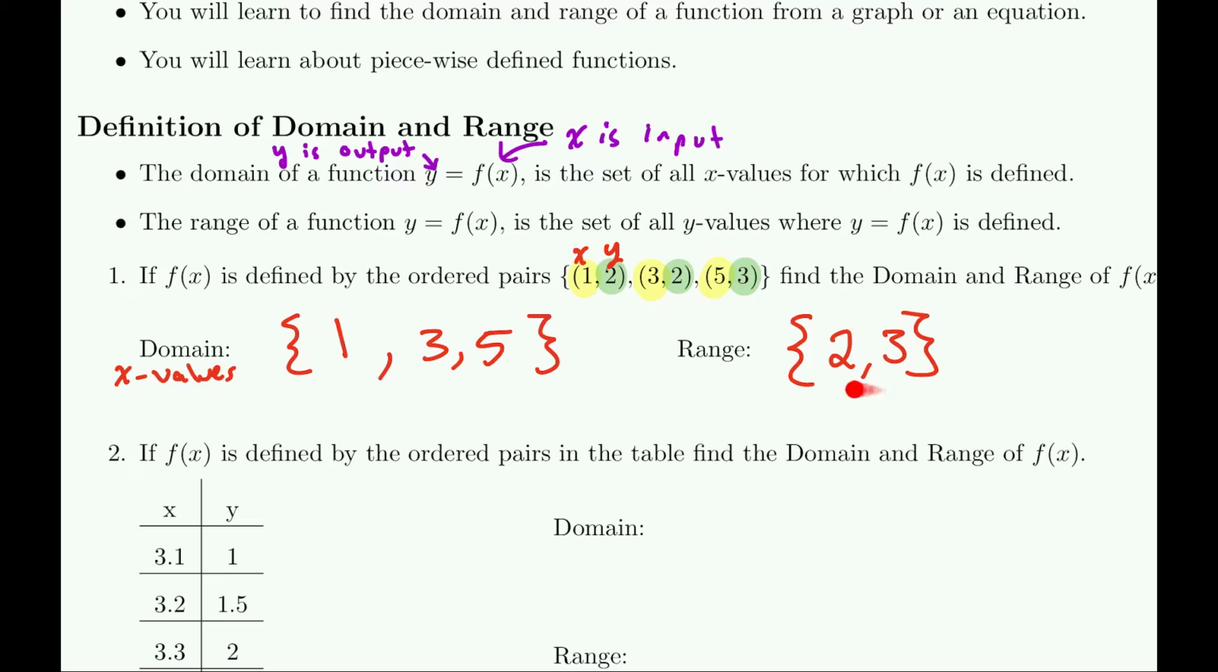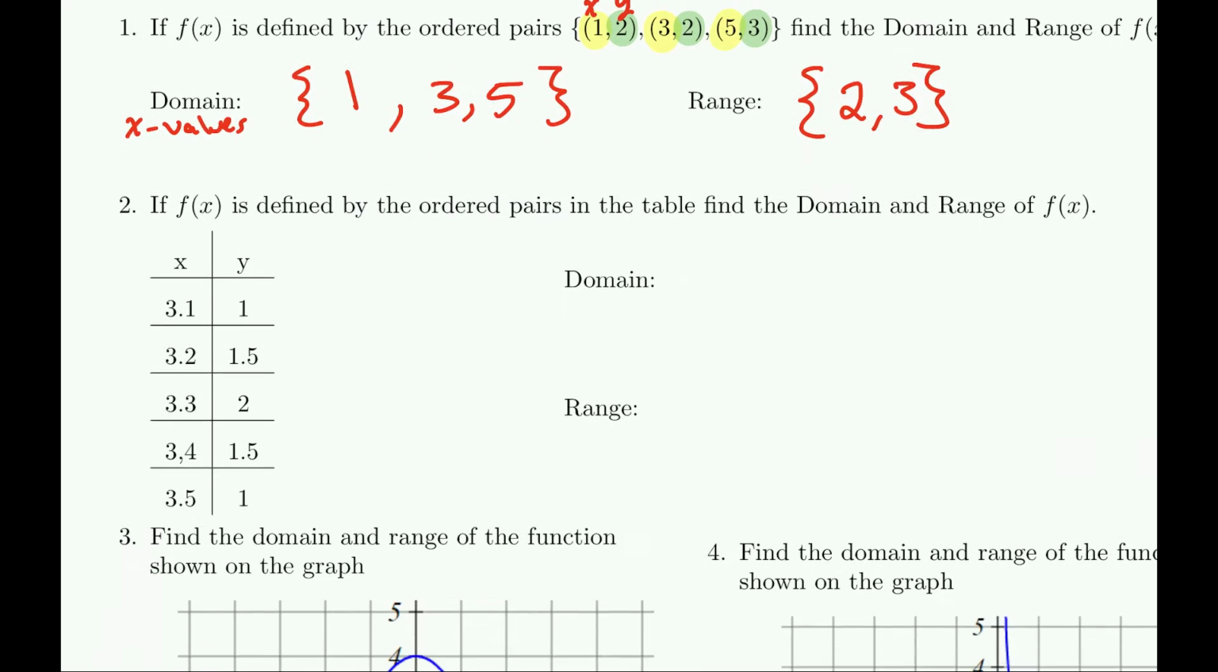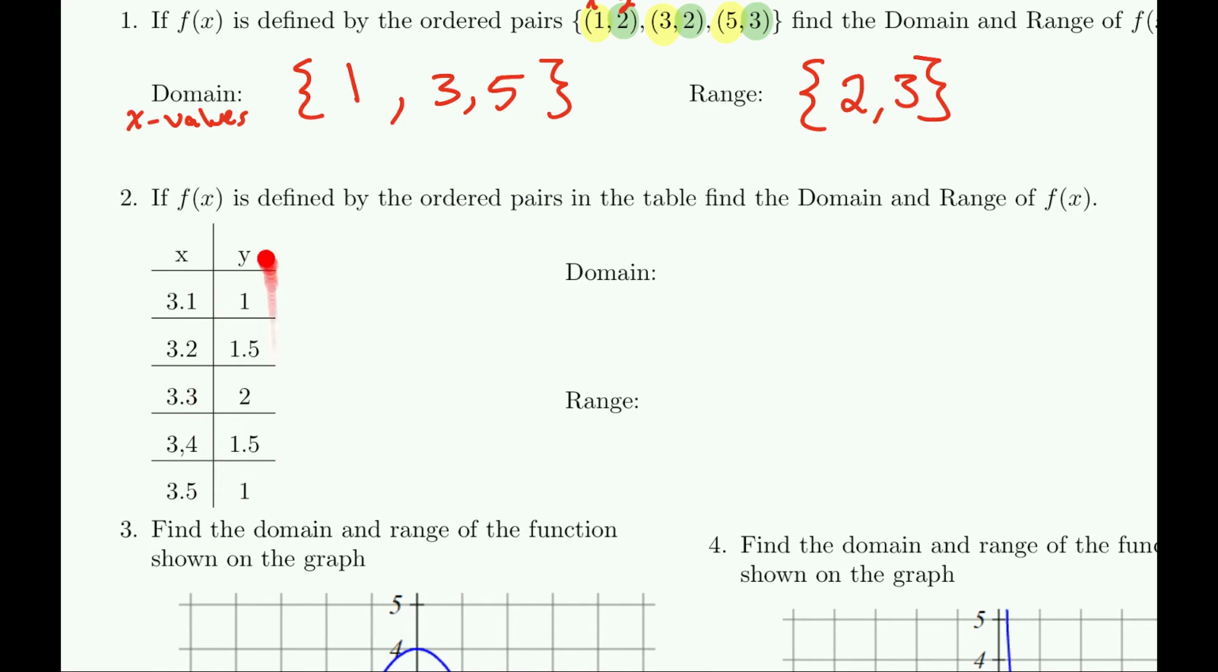The order here does not matter. You could put the 3 first and the 2 second. That would have been okay. Same thing here. The order doesn't matter. You could put the 3 before the 1. You could put the 5 first. None of that matters. This is just a set with 1, 3, 5. This is a set with 2 and 3. So if you've got tables like this, that's all you have to do. Sometimes they list it this way with ordered pairs. Sometimes they will put the numbers in a table like this.